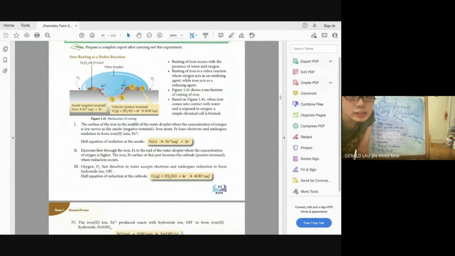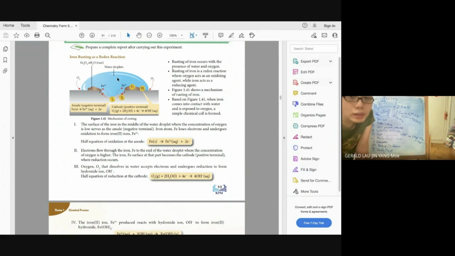Okay, listen carefully. At Roman 1 here, the surface of the iron in the middle is where the concentration of oxygen is low, because the oxygen is at the top surface, not below here. So this is the anode, the negative terminal. This is a chemical cell. You know, iron rusting is actually like a chemical cell, with the water droplets. So in there is the anode, which is negative.